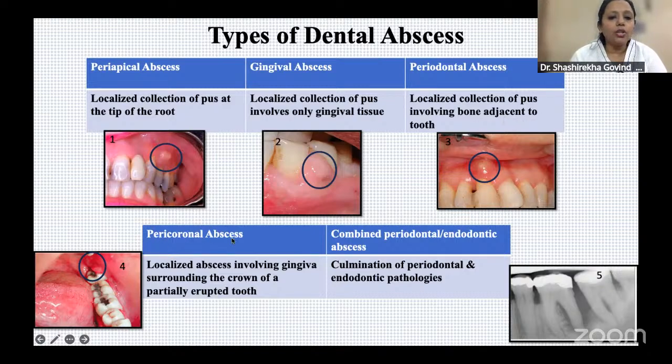Then pericoronal abscess, which mostly involves the unerupted or erupted third molar region, where the enveloping gingiva is inflamed. Then the combined periodontal and endodontic abscess, a combination of periodontal and endodontic pathologies, as shown in picture 5.